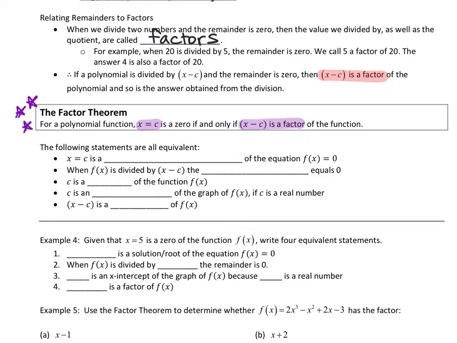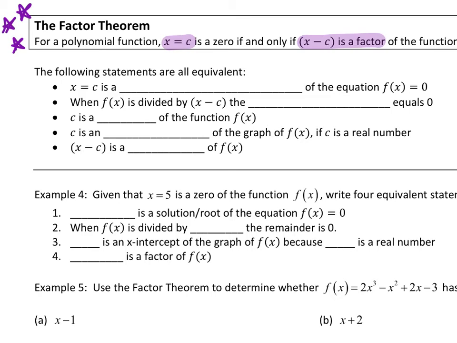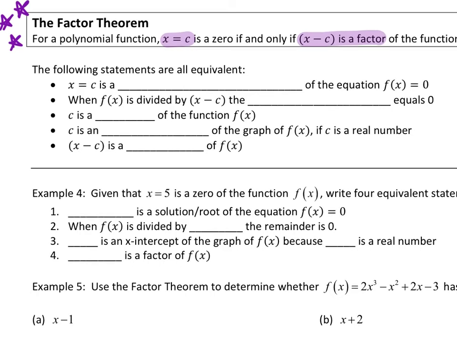But there's a lot of related things going on when you get to factors and zeros in regards to functions. So all of the following statements are the same thing. If we know one of these, we know all 5 of them. We would say x equal to c is a solution. So the number c is a solution, also known as a root of the equation f of x equal to 0. And if that's true, then when the function is divided by x minus c, the remainder equals 0.